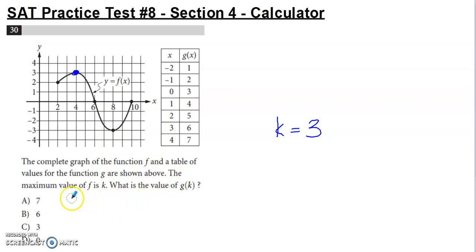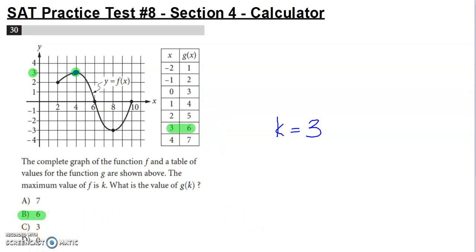The maximum value of f is k. Maximum value on a graph is the highest y value on the graph. Well, the maximum value of f is the highest y value on the graph, the highest function value on the graph, which is 3. So k is really 3. What is the value of g of 3? Well, g of 3, straight out of the table, look in that right-hand column, 6.